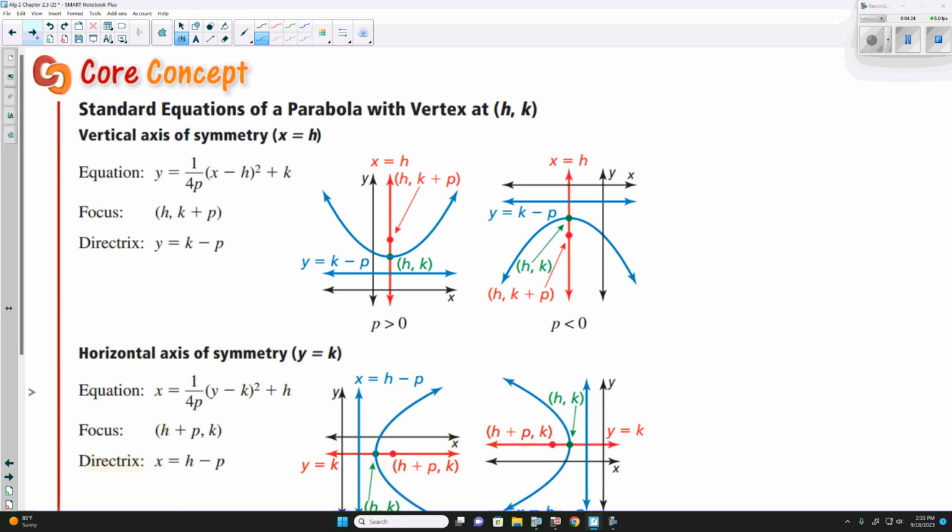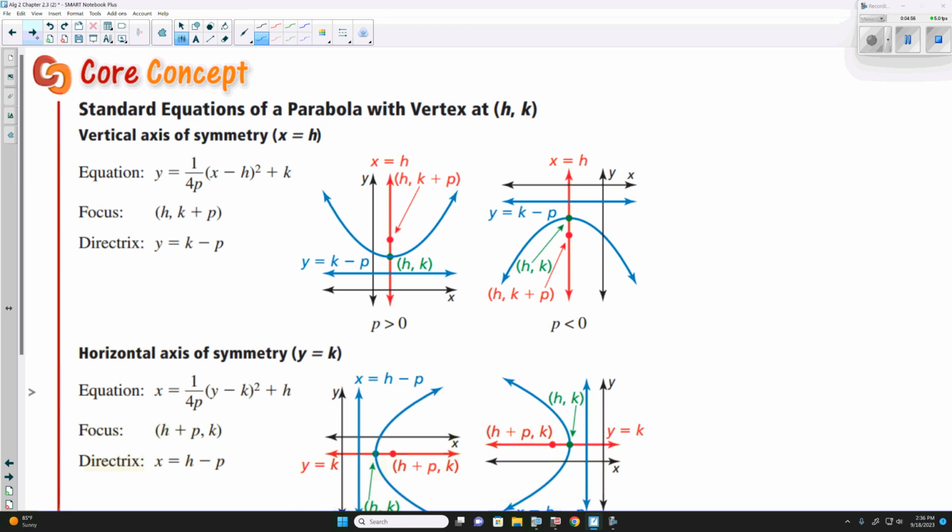So in the one version of this equation, we have y equals 1 over 4p times x minus h squared plus k. And for this, the vertex is the point h comma k. And the axis of symmetry is the equation x is equal to h.